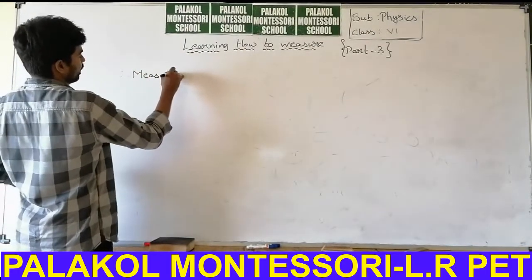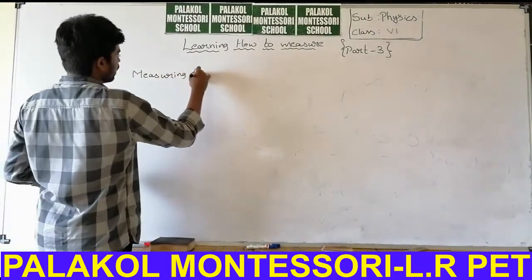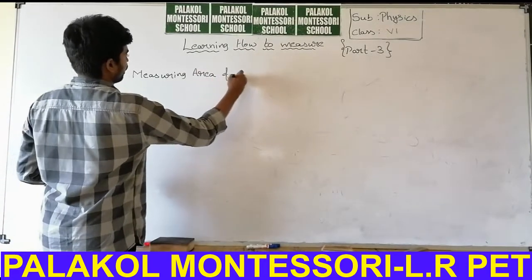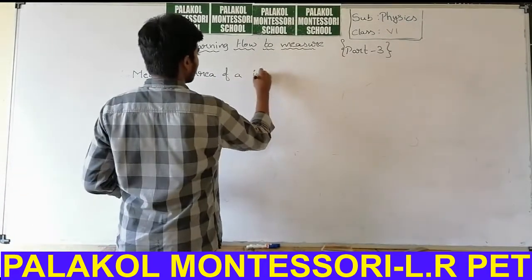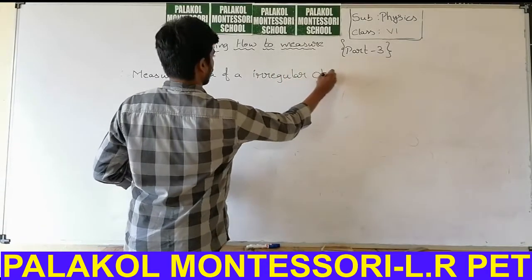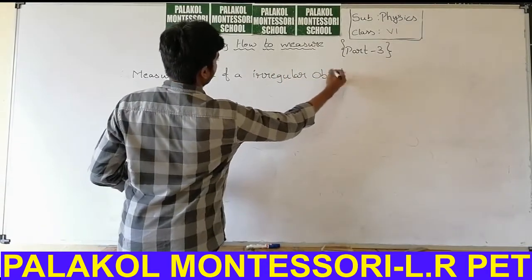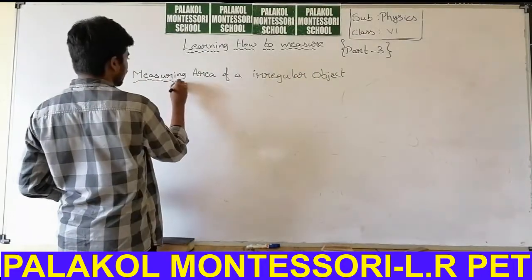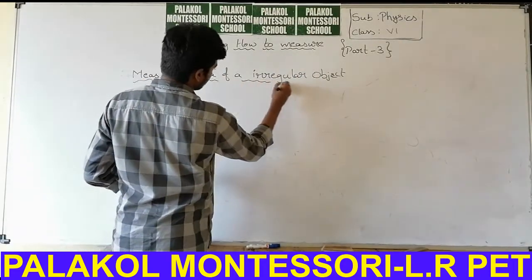Measuring area of an irregular object. How can you measure the area of an irregular object?